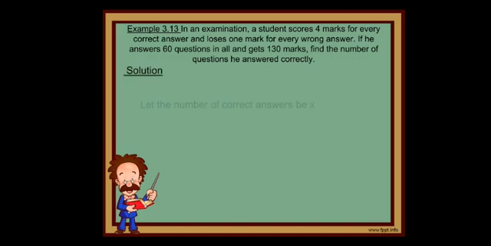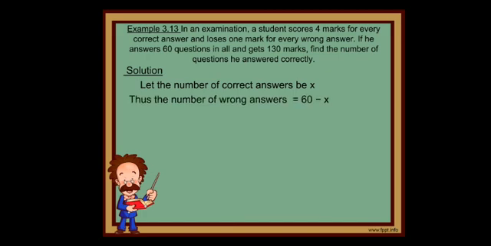So we'll take the number of correct answers as x. He answered x questions correctly out of 60 questions. So what will be the number of wrong answers? That will be 60 minus x.